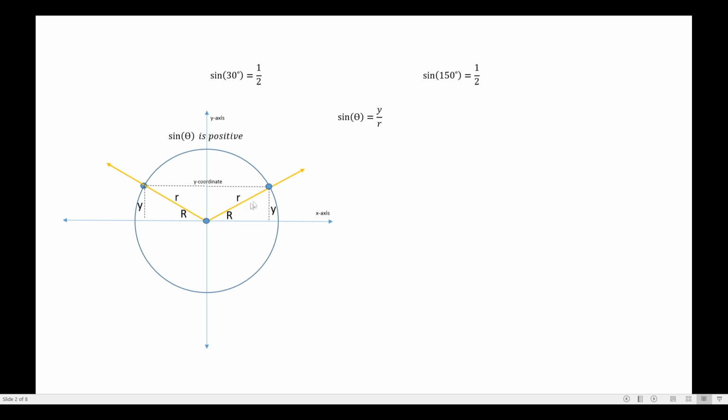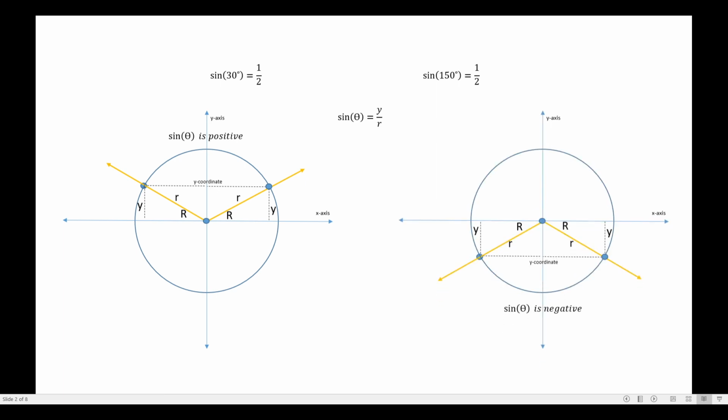Of course, r is always positive, it can never be negative, and r will be the same regardless of the position of the terminal side. So obviously, since y and r are the same in the first quadrant and the second quadrant in this illustration, then the sine function will be equal as well. This is not only happening in the first and second quadrants, but also in the third and fourth quadrants for the sine function.